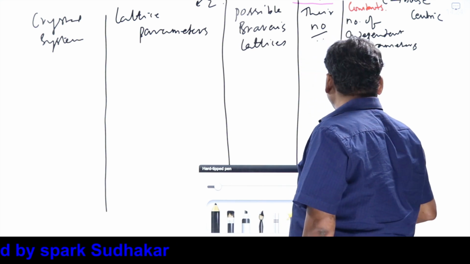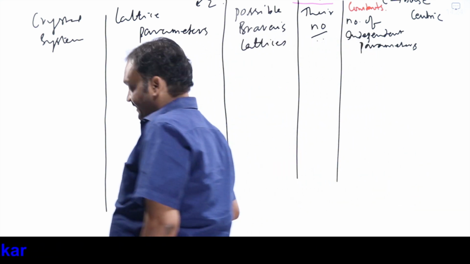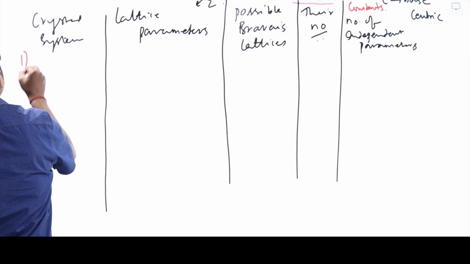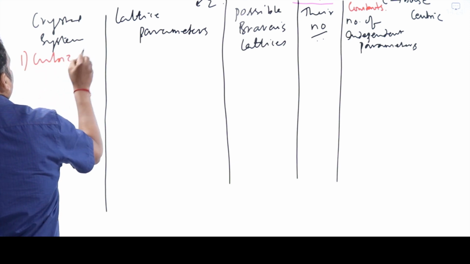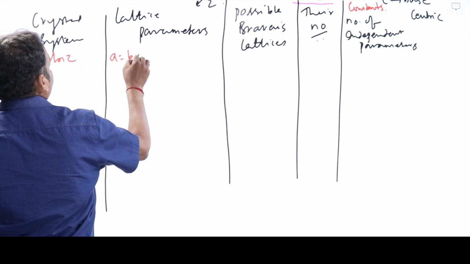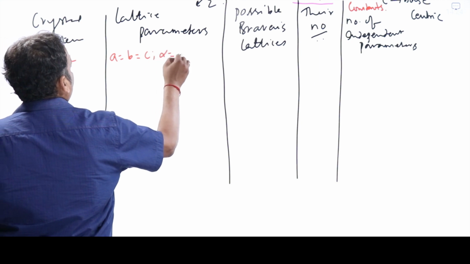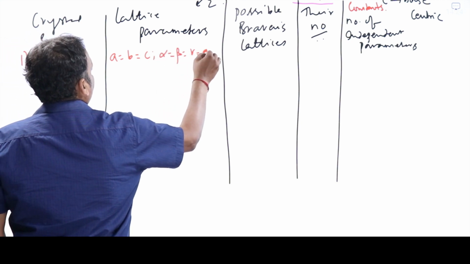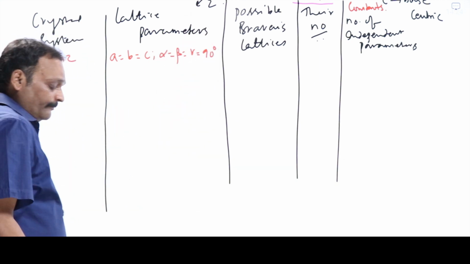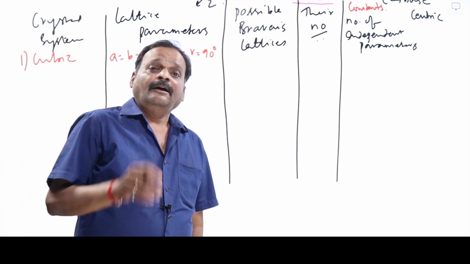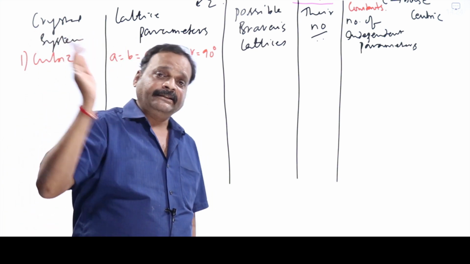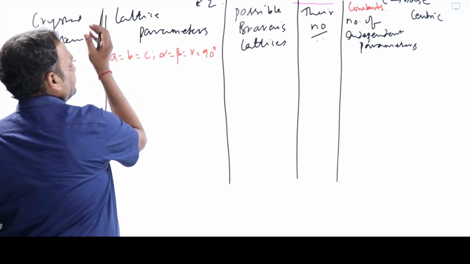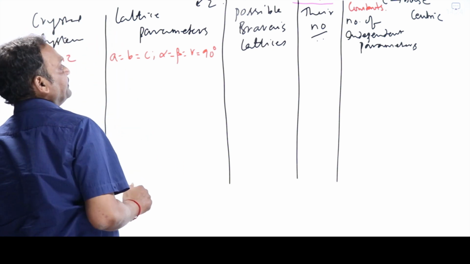The first crystal system is the cubic system. Here a equals b equals c, and alpha equals beta equals gamma equals 90 degrees. That means all three sides are equal and all three angles are also 90, 90, 90. That is nothing but the simplest of all crystal systems, the cubic system.